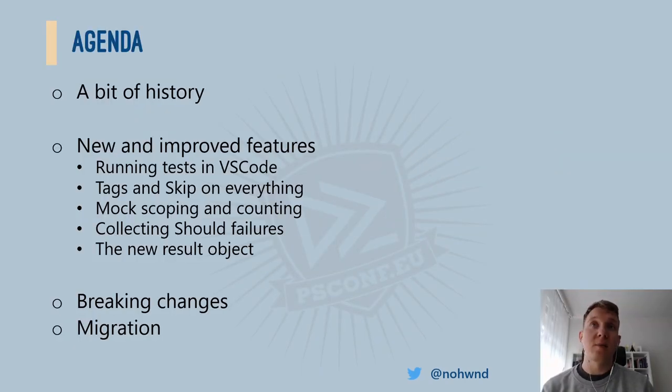I will first talk a bit about the history of the development of Pester 5, then I will show and demo all the new improved features, like the new interactive approach in VS Code, the tags and skips on everything, mock scoping, the new way to count mocks, collecting test failures, and a new and awesome result object. Then I will talk a bit about breaking changes and the migration.